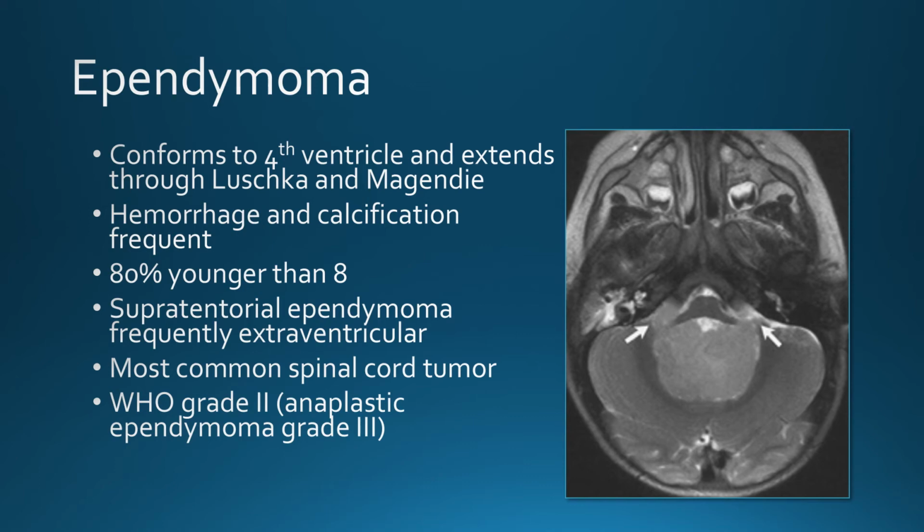Supratentorial ependymomas are often not in the ventricles, so they're ependymomas that arise from ependymal rests that are often adjacent to but not in the ventricles. Ependymoma is also the most common spinal cord tumor, and these are WHO grade 2 or WHO grade 3.